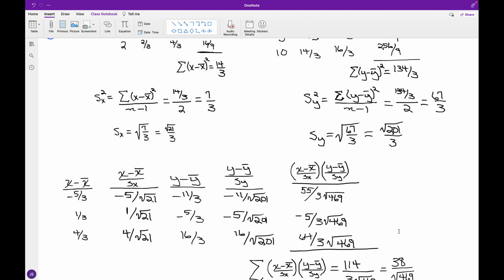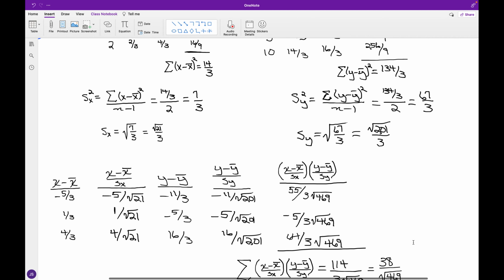And again, for the differences we had in y, with negative 11 thirds, negative 5 thirds, and 16 thirds, if I divide these differences by the sample standard deviation in y, in other words, it's going to be multiplying by 3 over the square root of 201. So I have these values, negative 11, negative 5, and 16, all of these each over the square root of 201.